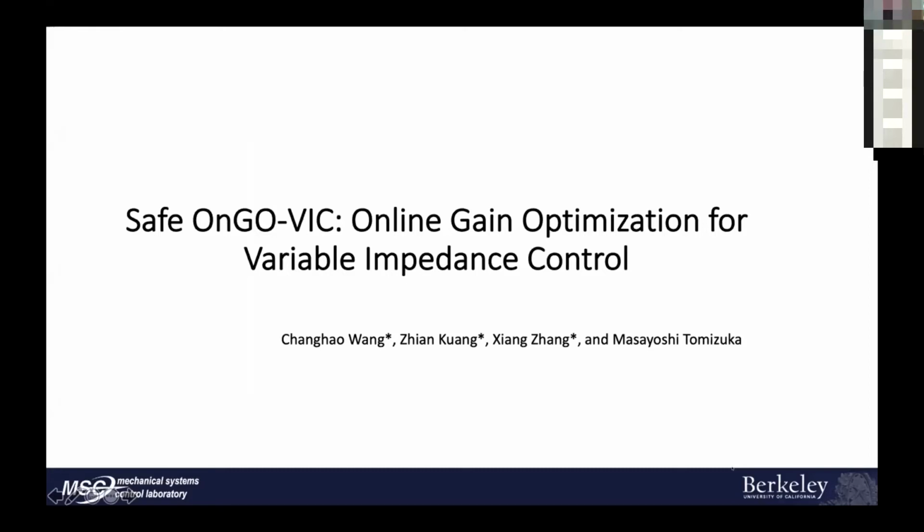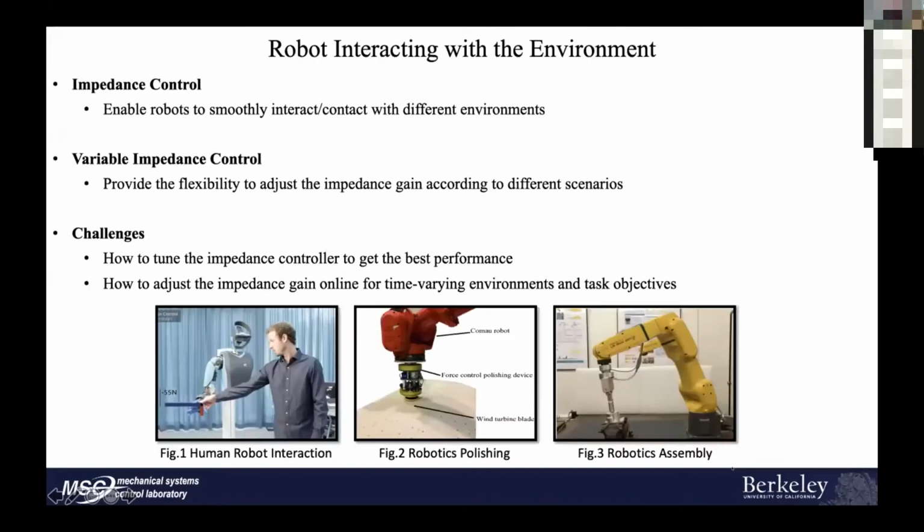It is really my honor today to present our recent work on online gain optimization for variable impedance control. As we all know, impedance control is very effective for many contact-rich manipulation tasks. It can regulate robot movements by mimicking a mass spring damping system. So as a result, the robot behavior can be determined by those mass and spring damping values. And variable impedance control, in addition, provides the flexibility to adjust those impedance gains according to different scenarios.